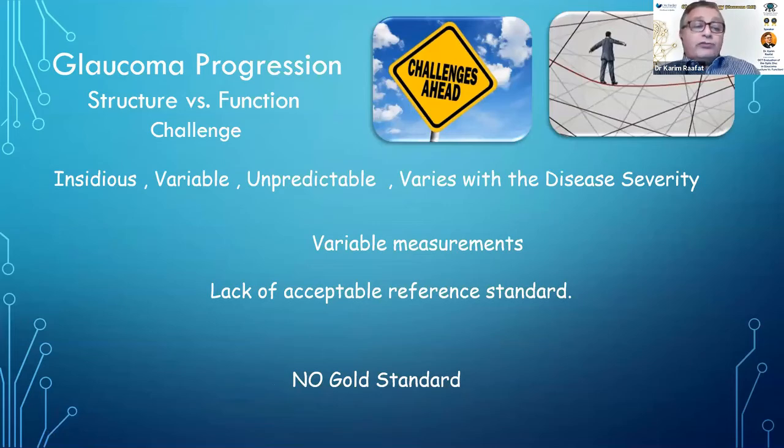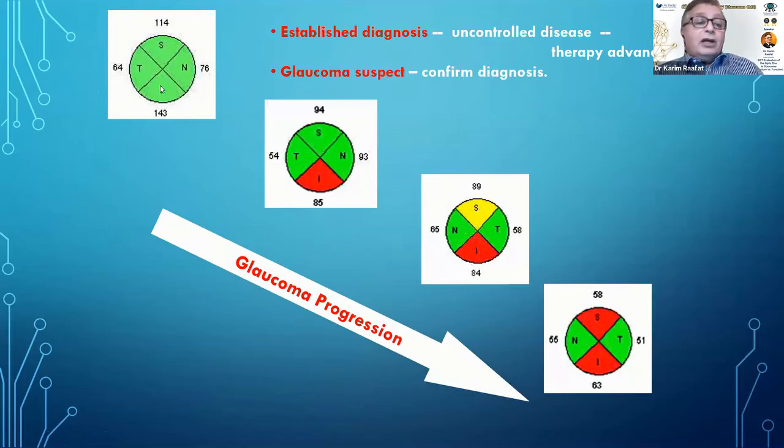Why? Because it's very insidious, variable, unpredictable, and varies with disease severity and the variable measurements we have, and we lack an acceptable reference standard for what change is a real change. So to put it from the start, for glaucoma progression there's no gold standard, and we have to do both functional and structural, compared together. For example, in this case, we are lucky to have something like that. If we follow the patient closely, we find this inferior sector is green, becoming red, and then later the superior sector becoming yellow, then following up becomes red. So there is a definite progression in a particular pattern in the vertical, sparing the horizontal meridian.